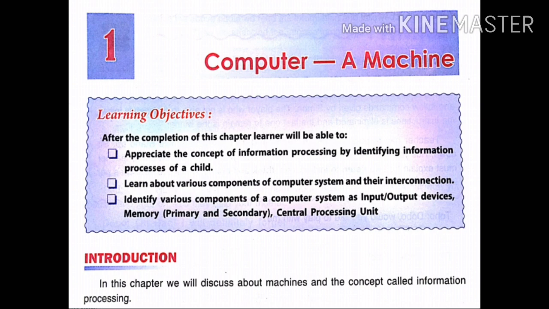In this chapter we will discuss machines and the concept called information processing. Children, as you know, machines don't have their own brain. If we want a machine to work, we have to give instructions to them.